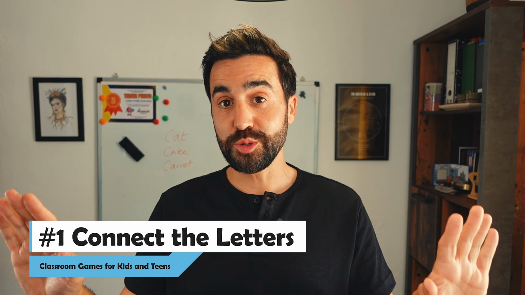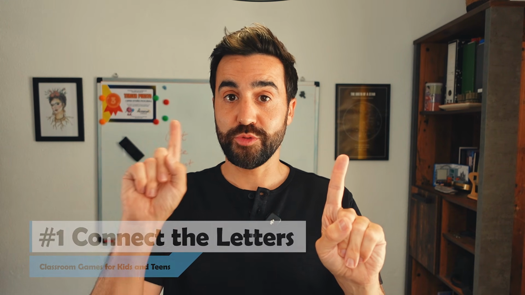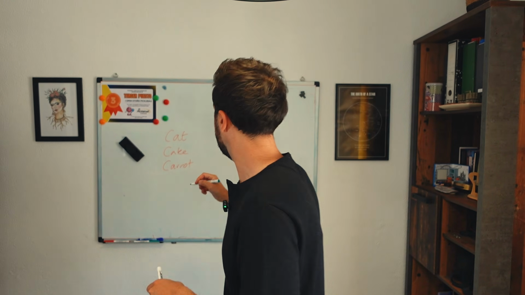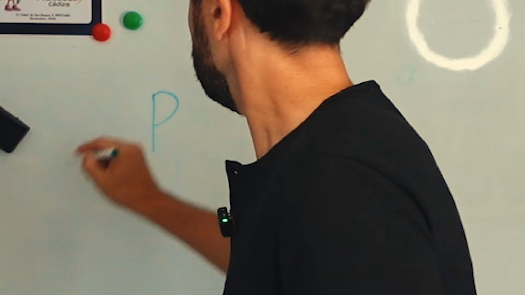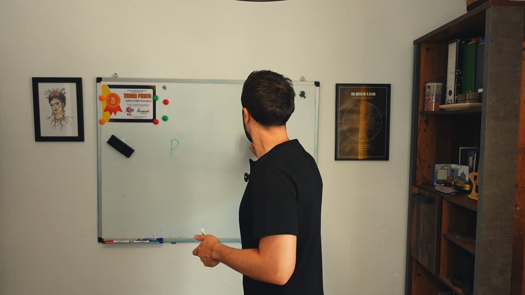Game number two is a game called Connect the Letters. Now, what you're going to do is put the class into two teams, and take one student from each team to come up to the front of the class. Each of those two students at the front of the class are going to take a board pen, and they're going to come up with a random letter. So let's say, for example, one student writes the letter P, and the second student R.